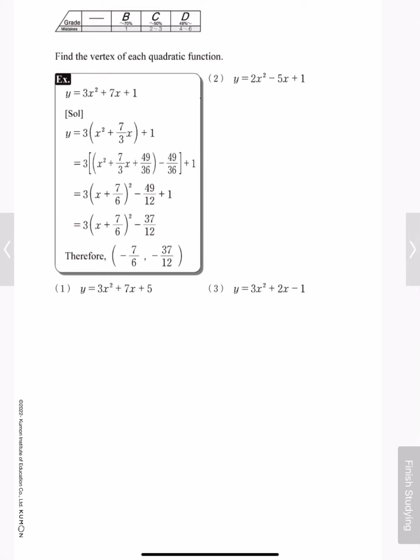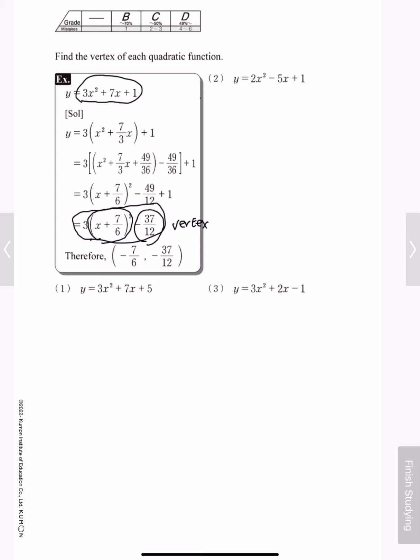All right, folks, in this video here, we're going to talk about how do we change a standard form, something that looks like that, into a vertex form. The reason why we call this a vertex form is because the new format of the quadratic function looks like something to the power of square minus or plus another number.